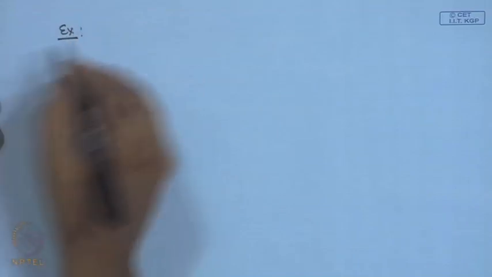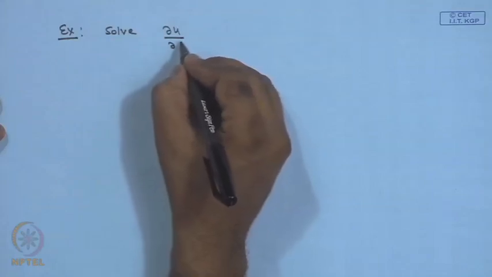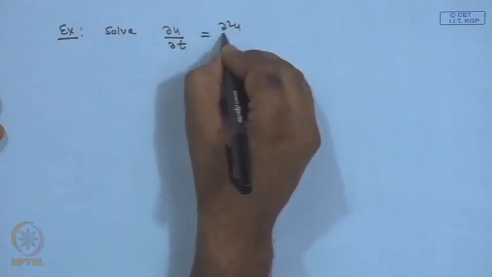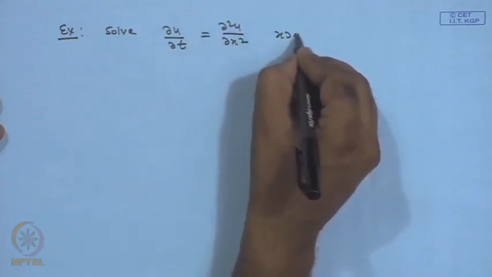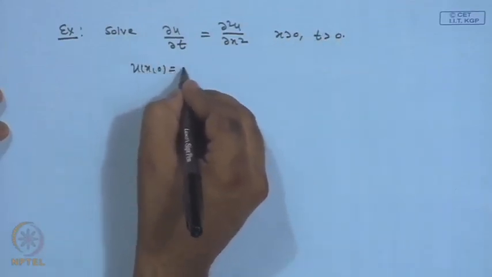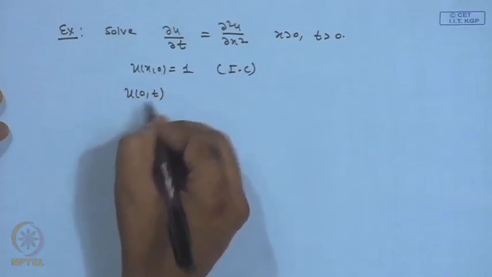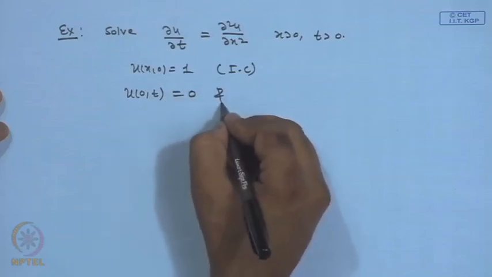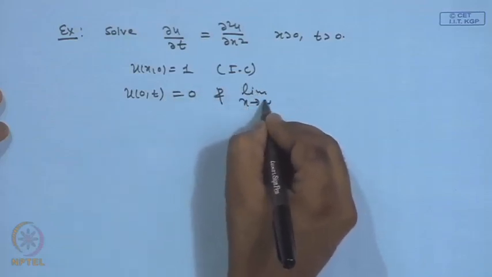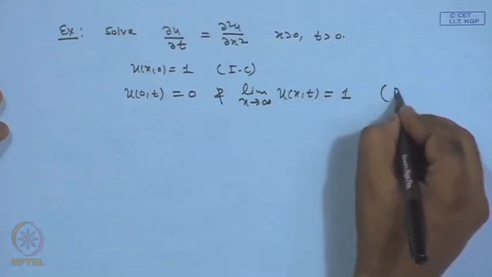Okay, so now we move to the partial differential equations of second order, and we take the following heat equation. So, we have del u over del t is equal to del square u over del x square, x positive, t positive, and the conditions are given. u(x, 0) is 1, that is the initial condition at time t equal to 0, and the boundary conditions at x equal to 0 is 0, and the limit as x approaches infinity of u(x, t) was also given. So, these are the boundary conditions.